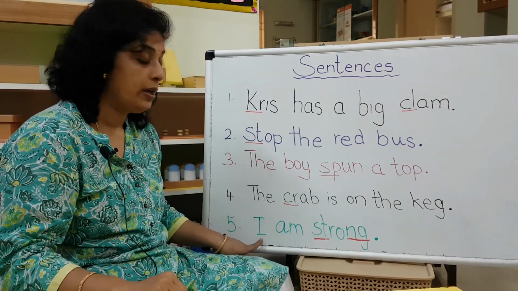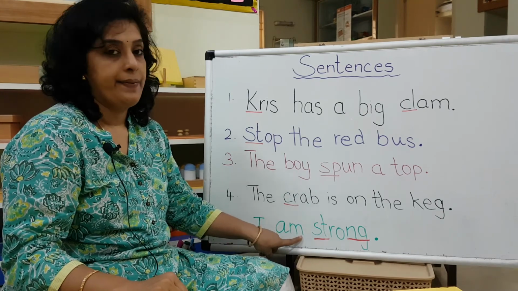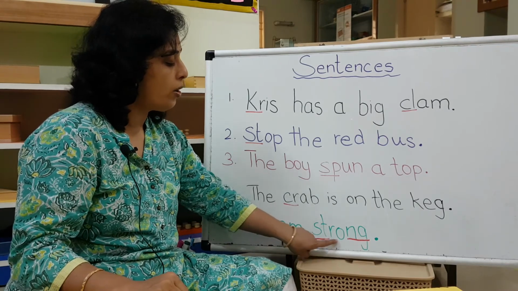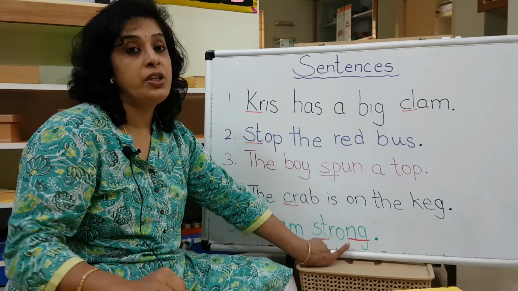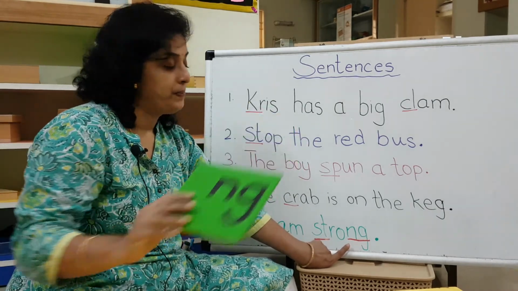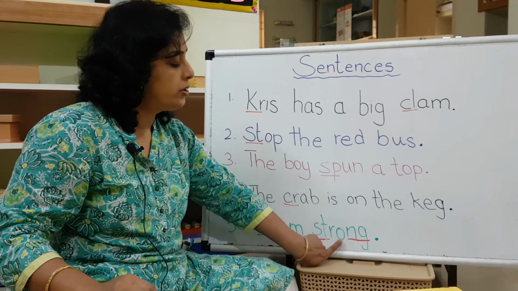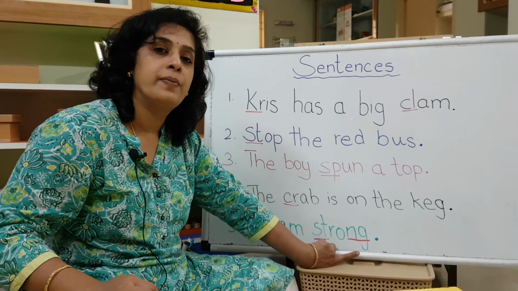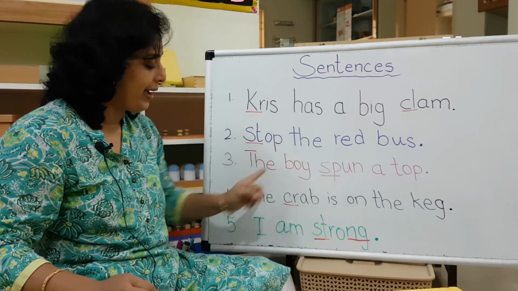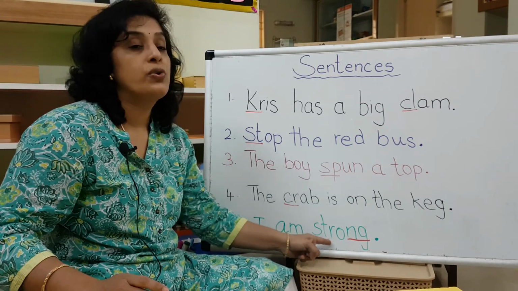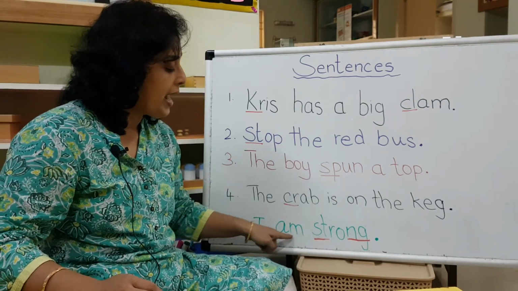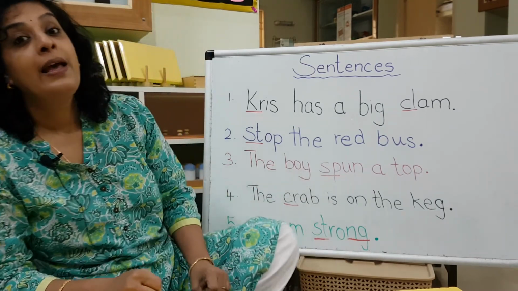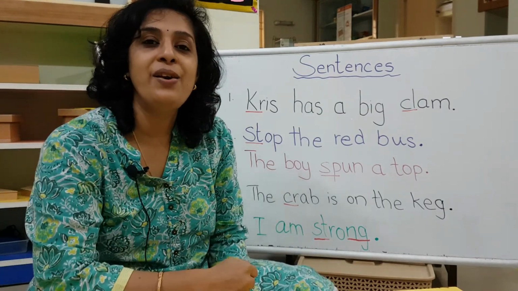I. Sight word. I am. Go back. I am strong. Strong is what I introduced to you today. Strong. Go back. I am strong. Again. I am strong. Do you get it? I am strong. Full stop. Like this, henceforth, you can start writing your own sentences.